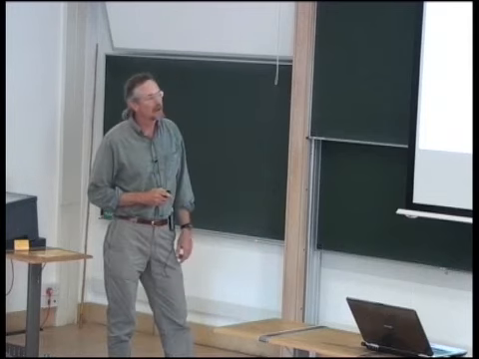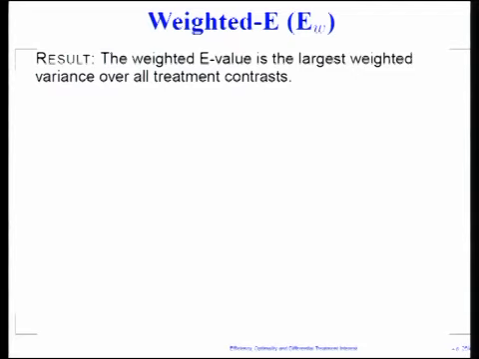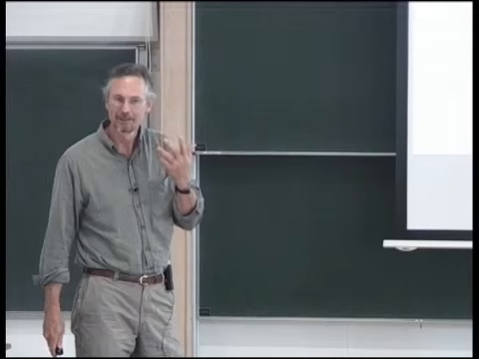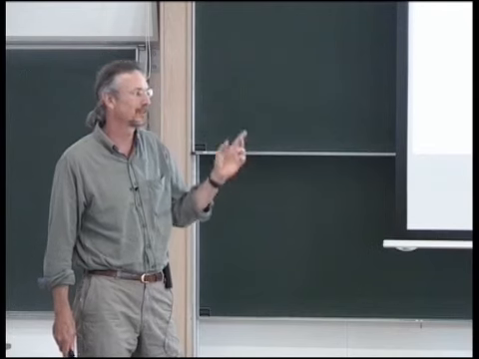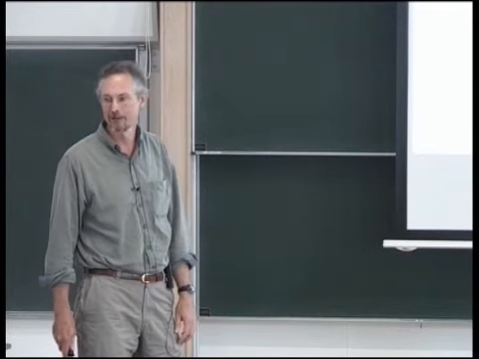So what is weighted E all about? Well, I'm just going to write down some results here. The first is the weighted E value is the largest weighted variance over all treatment contrasts. So accounting for the weights of how important you're saying each contrast is, if you want to minimize your worst case, what you should use is weighted E. And by the way, you might want to think about each of these things. Just say to yourself, well, what would it be if I had equal weights? And it always turns out to be exactly what it should be. In this case, it's the maximal variance of a treatment contrast in the normalized space.